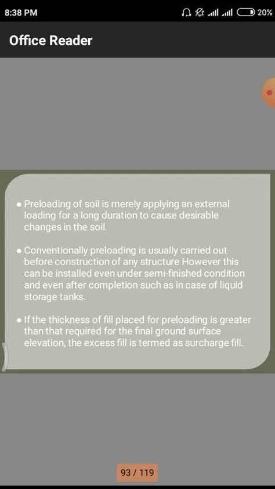Conventionally, preloading is usually carried out before construction of any structure. However, it can be installed even under semi-finished conditions, and even at completion, such as in the case of liquid storage tanks. Normally these liquid storage tanks we generally observe in industries.